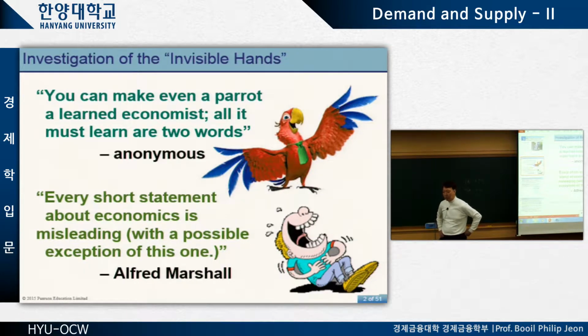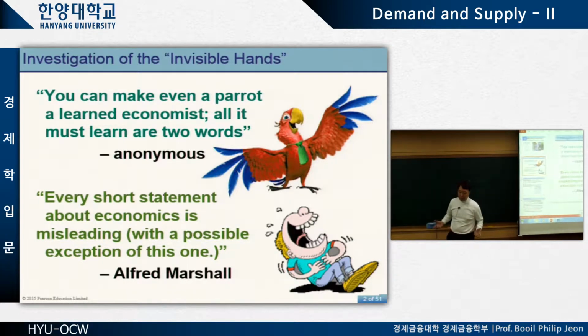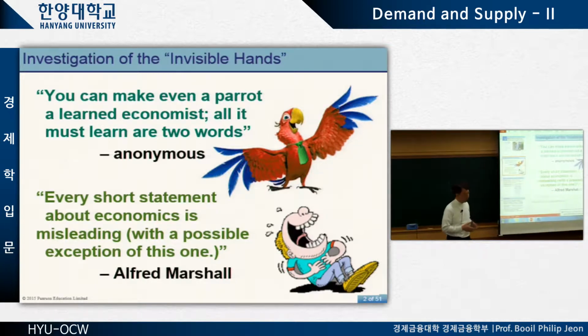When nobody controls the economy, just let the market work. Let the market do whatever it wants to do. In other words, when we say market, we mean consumers and producers. So consumers demand things, the producers supply things. So when we just let the demand and supply interact in the market freely without any control, we think a perfect result will be achieved.